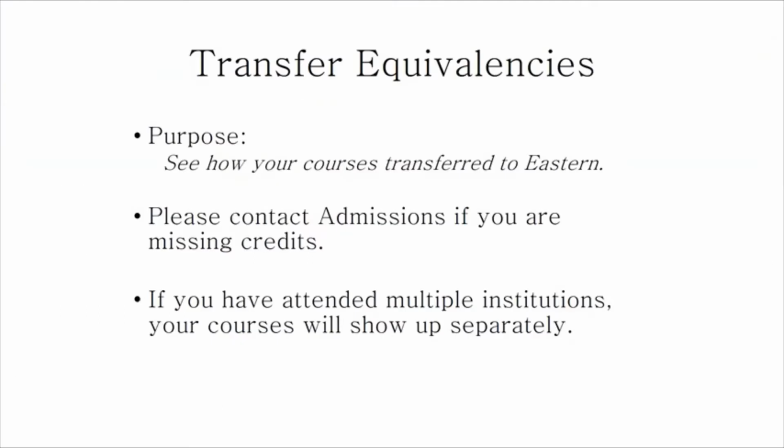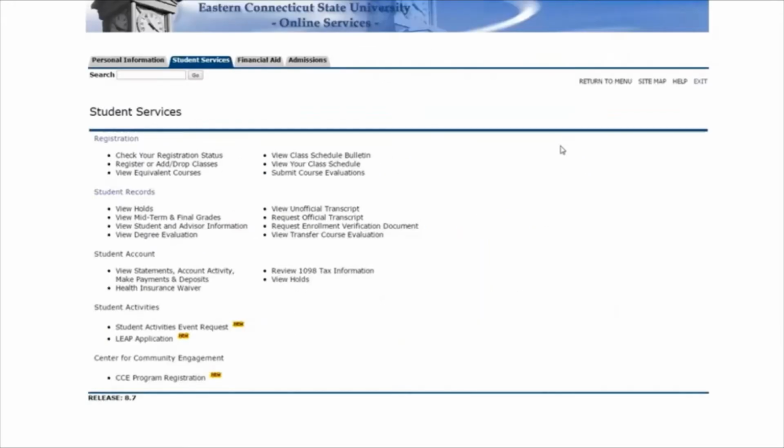The purpose of transfer equivalencies is to see how courses from your previous institutions have transferred to Eastern. If you notice that anything is missing, please contact the admissions office. Please also note that if you have attended multiple institutions, your courses will show up separately. Start by clicking on Student Services, then click Student Records.